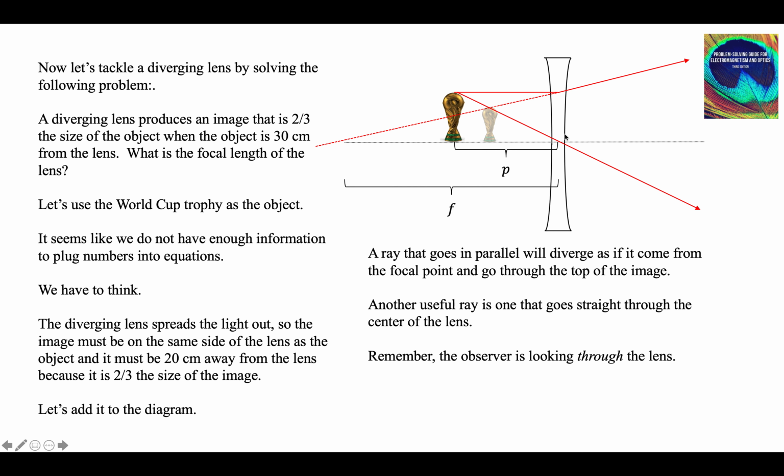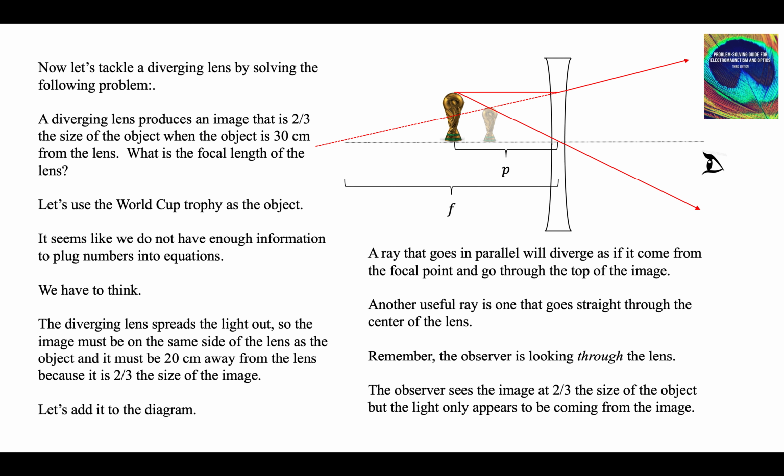And remember that the observer is over here, looking through the lens. There's the eye. The observer sees the image 2/3 the size of the object, but light only appears to be coming from there. It's not really coming from here. If you put a piece of paper back here, a white piece of paper, to see the image, it would not be there. It's virtual.